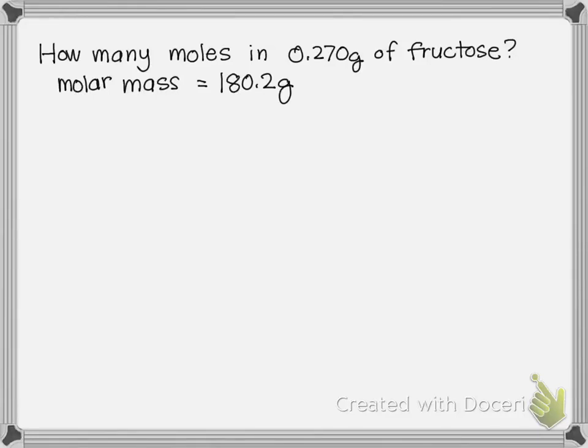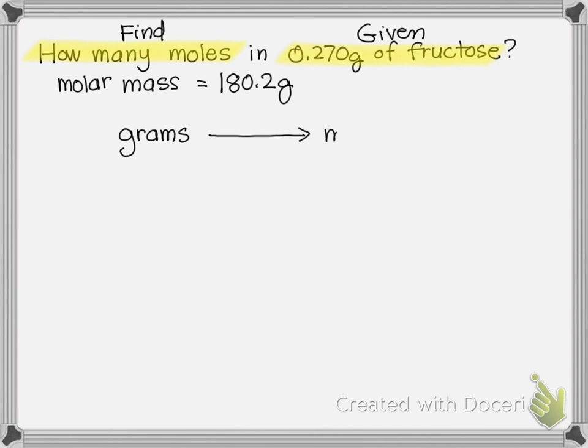So when I look at problems like this, I always evaluate the units and what they're asking me. It says how many moles, so this is what they're asking me to find. And they want to know the number of moles in 0.27 grams of fructose. So that is what they've given me. This is a problem where they're giving me grams and they want me to go to moles.